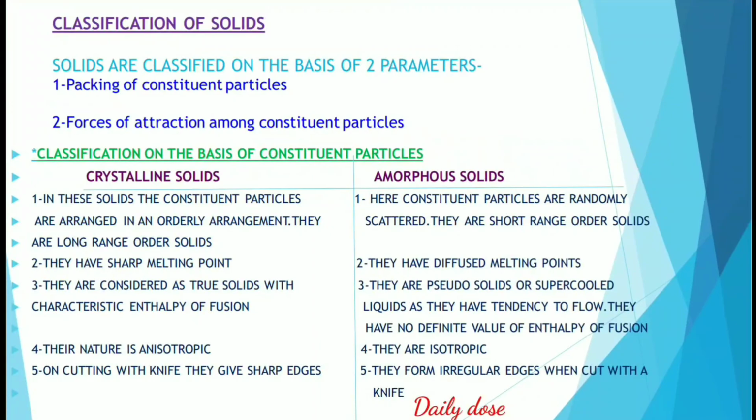So what does the term anisotropic mean? When properties of a material vary with different crystallographic orientation, the material is known as anisotropic. And what does isotropic mean? Amorphous solids are isotropic, and isotropic means that when properties of a material are the same in all directions, the material is termed as isotropic. Crystalline solids, on cutting with a knife, give sharp edges, and amorphous solids form irregular edges when cut with a knife.